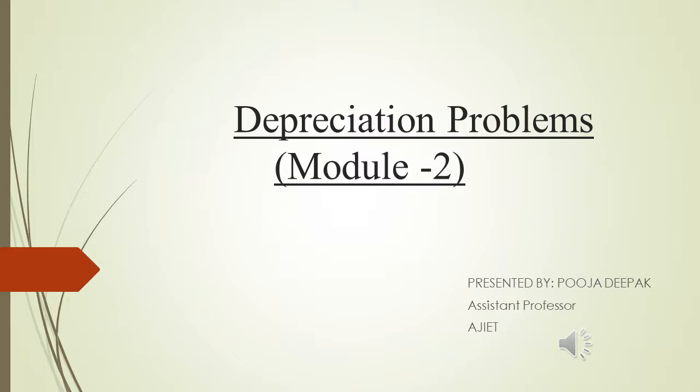Hello students. In the previous video, we went through depreciation, and we read about 4 different kinds of problems under depreciation. The first one was the straight line method. We have completed that. The second one was the declining balance method. Even that problem we have completed.